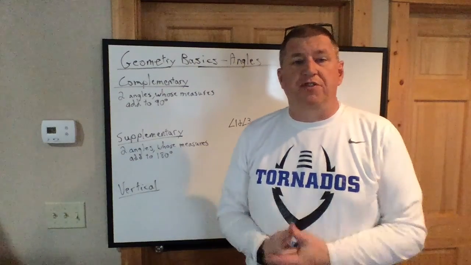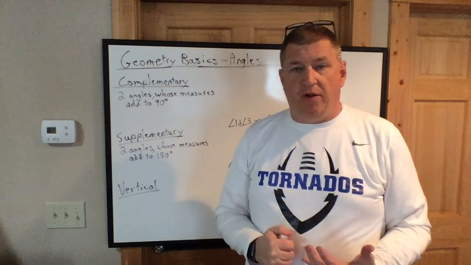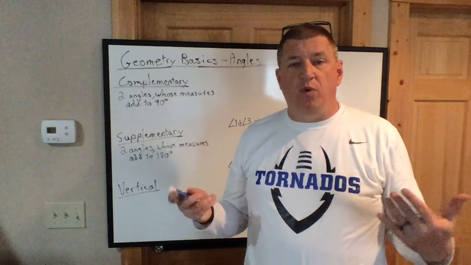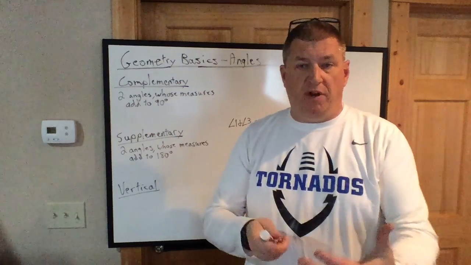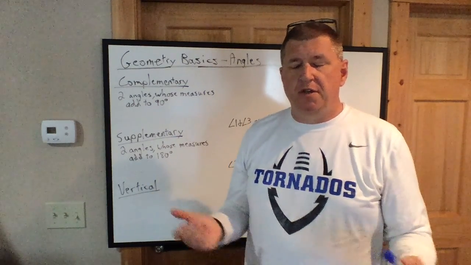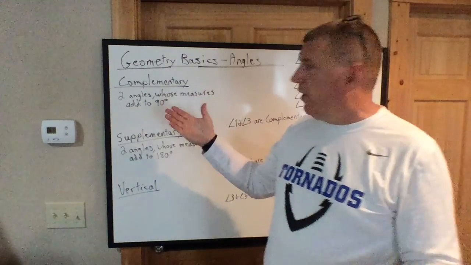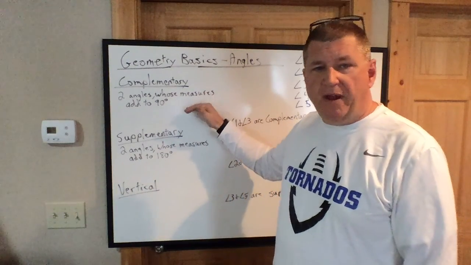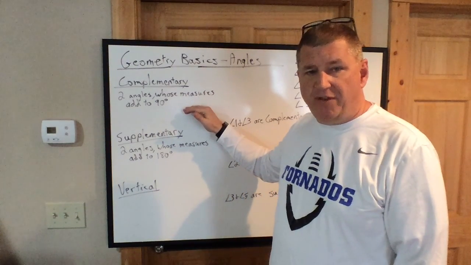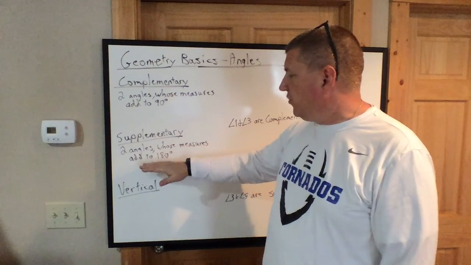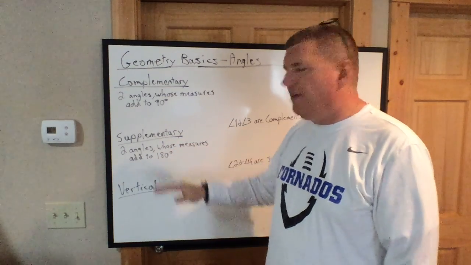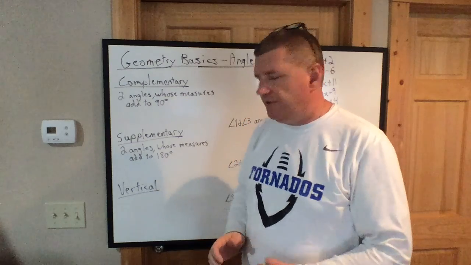In this video, we're going to talk about complementary and supplementary angles and how they're dealt with when you throw algebra into it and you deal with expressions. Now remember, just as a quick review, complementary angles are two angles whose measures add together to give you 90. Supplementary angles are two angles whose measures add up to give you 180 degrees.